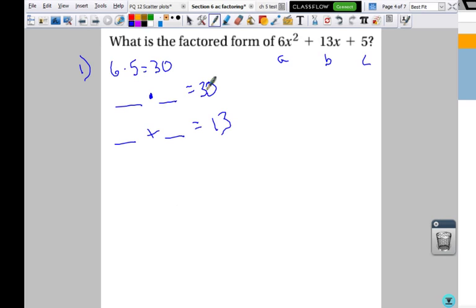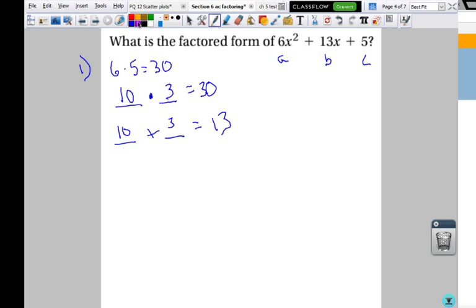18 times 3. No, 10 times 3. Oh, man. 27. 30 times 1. What times what is 30? 10 times 3. 7 times 3? I said 10. Oh, there we go. Gotta quit mumbling. 10 times 3 is 30, right? 10 plus 3 is 13. Alright, now we know how to split it up.